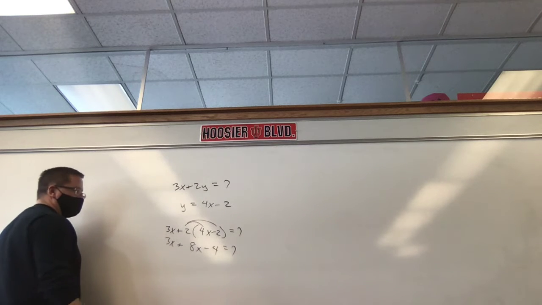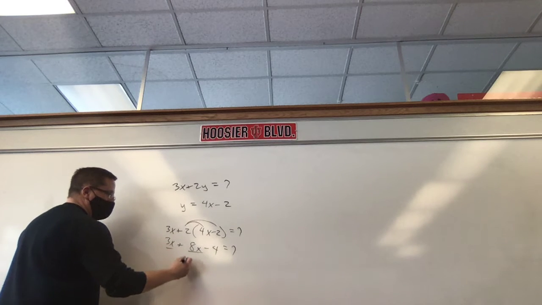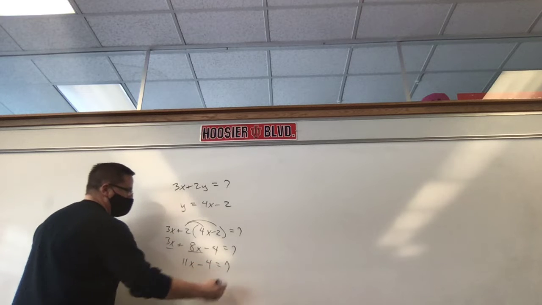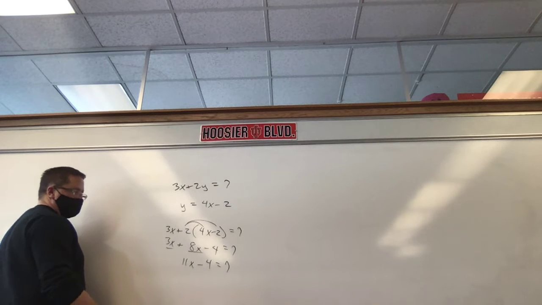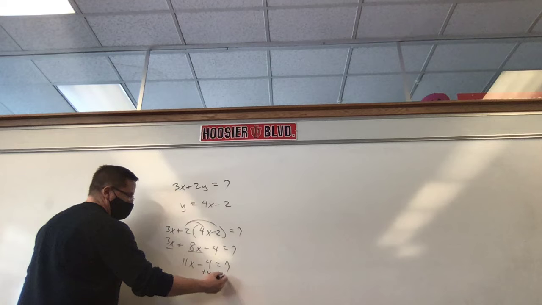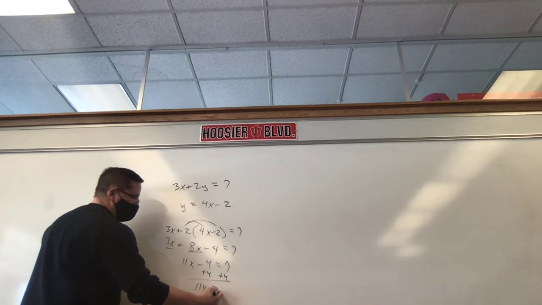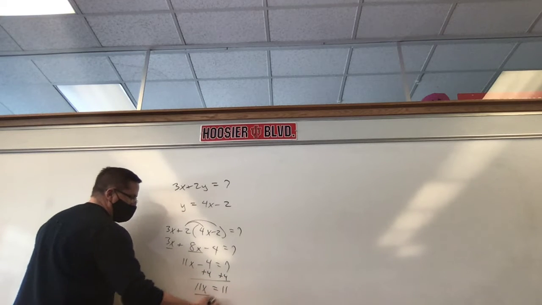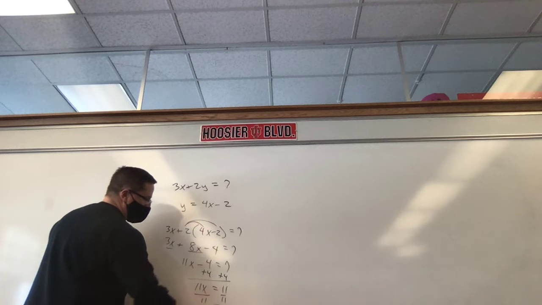Then I would add these together, and we have 11x minus 4 equals 7. Then what? Add the 4. 11x equals 7 plus 4, which is 11. Then we divide by 11. X equals 11 divided by 11, which is 1.